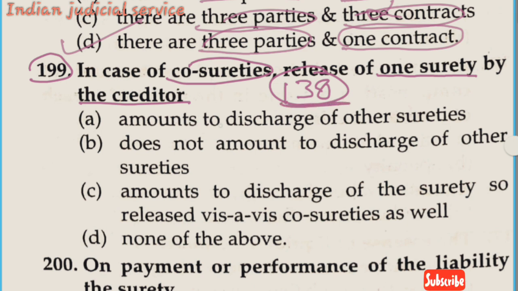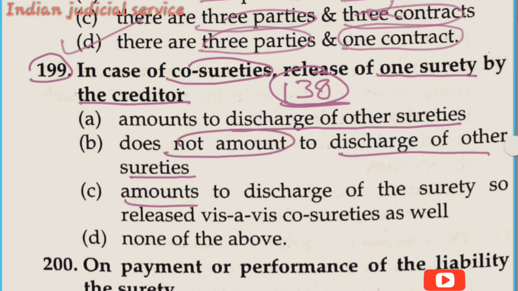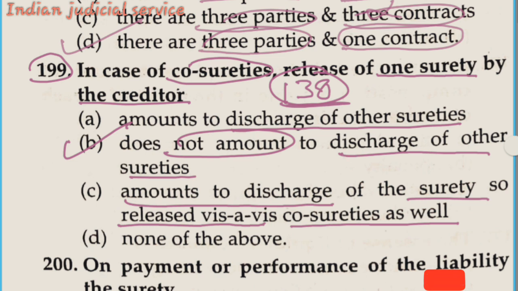Now option A, release of one surety by the creditor amounts to discharge of other sureties. Option B, does not amount to discharge of the other sureties. Option C, amounts to discharge of the surety, so release of co-sureties as well. And option D, none of the above. So it is clear here that the other sureties are not discharged. So option B, does not amount to discharge of other sureties.